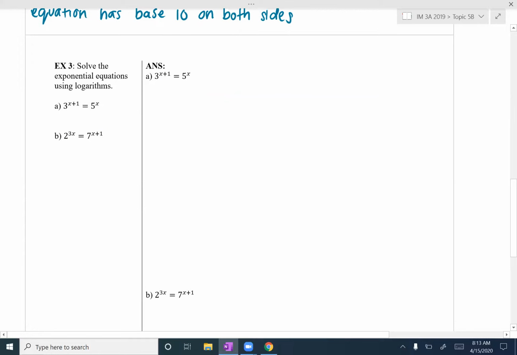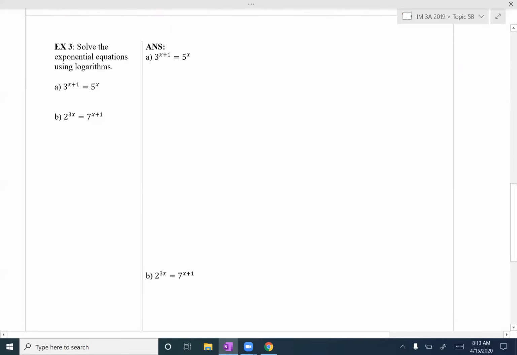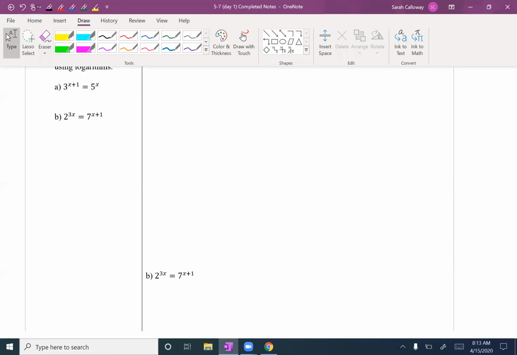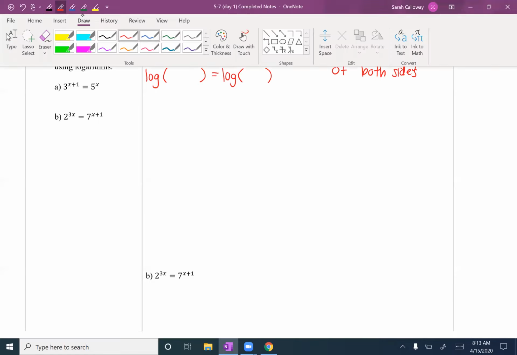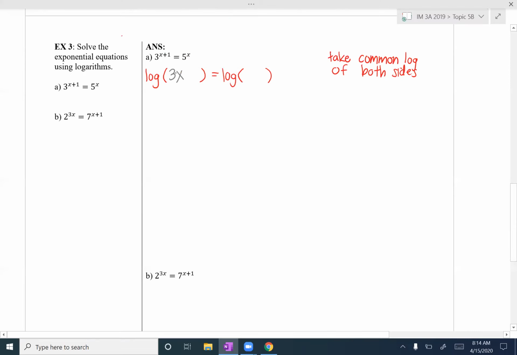And so what I have to do then is I have to just take the log of both sides. So I'm going to use the property of equality for log equations and just use the common log and take the common log of both sides. Okay, so the first thing I'm going to do is take common log of both sides. So I'm going to take log of that 3 to the x plus 1 is equal to log of that 5 to the x. I said that wrong.